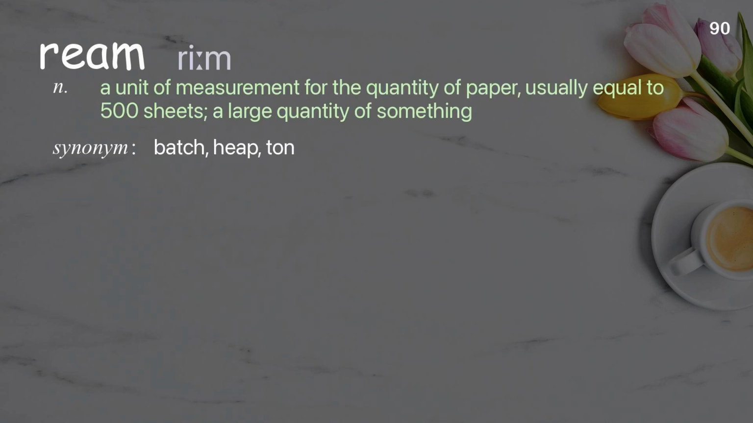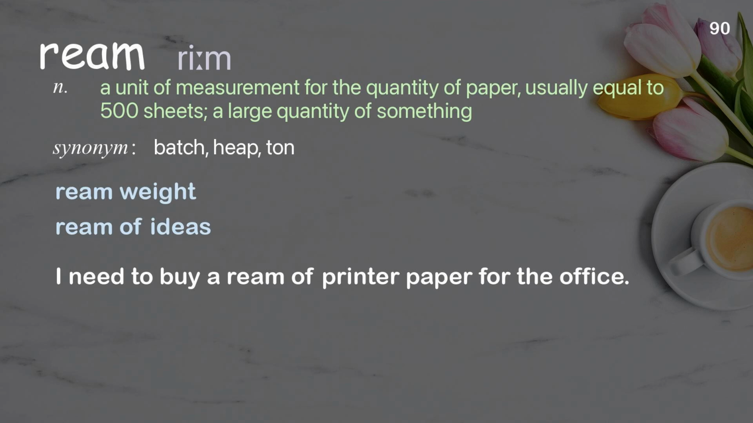Ream. A unit of measurement for the quantity of paper, usually equal to 500 sheets, a large quantity of something. Examples: Ream weight. Ream of ideas. I need to buy a ream of printer paper for the office.